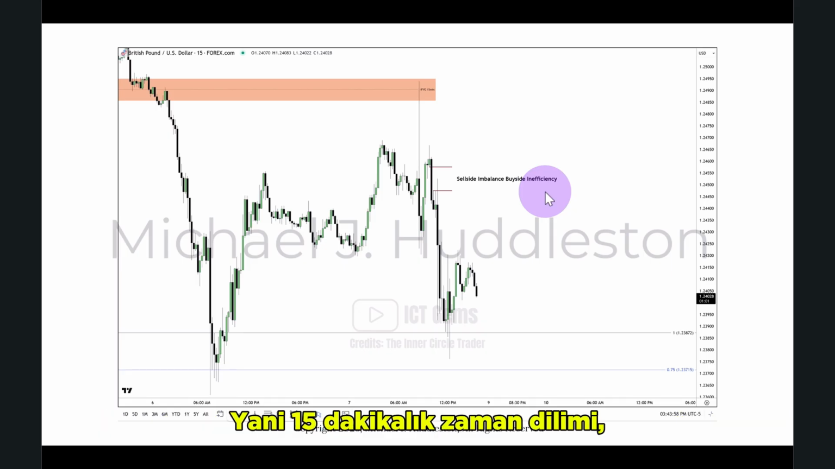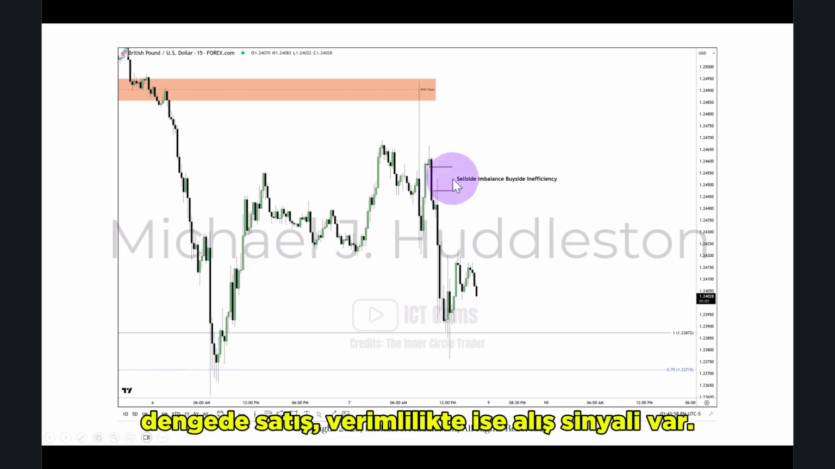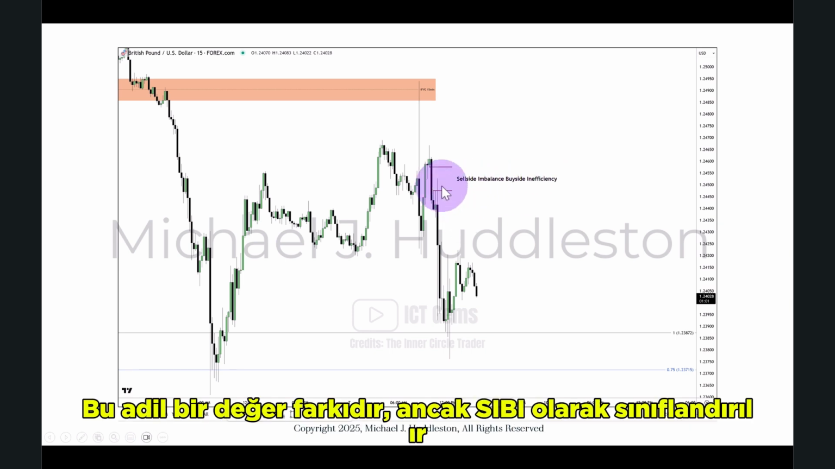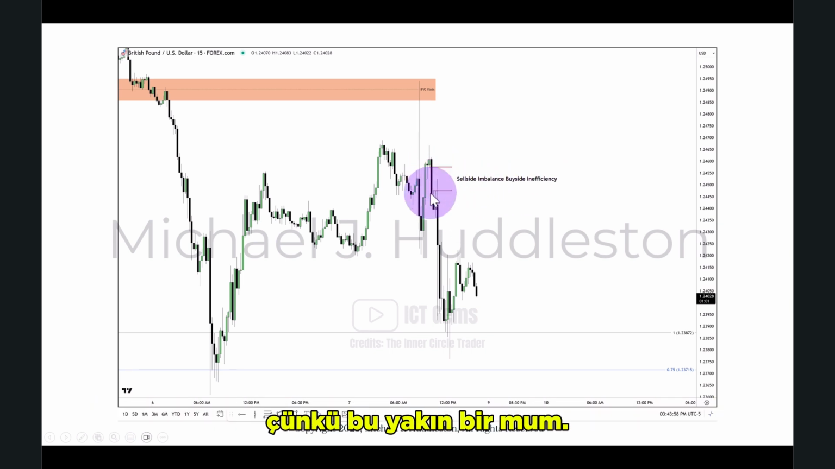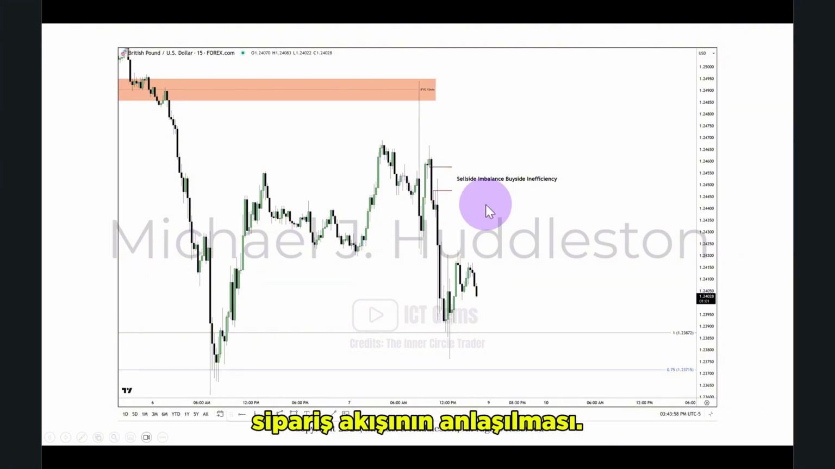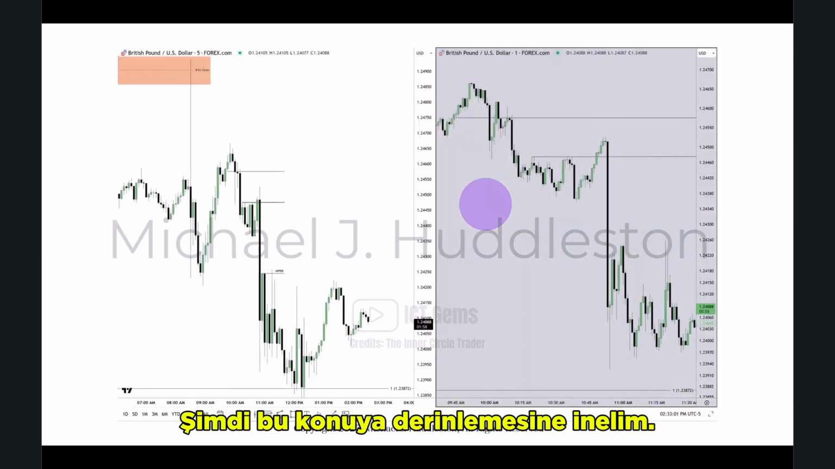Okay. So 15-minute time frame, we have a sell side imbalance, buy side inefficiency. It's a SIBI. It's a fair value gap, but it's classified as a SIBI because it's a down closed candle. So we're going to look inside this area right here. I'm going to give you the highest tier of understanding order flow. So we're going to dive into that now.